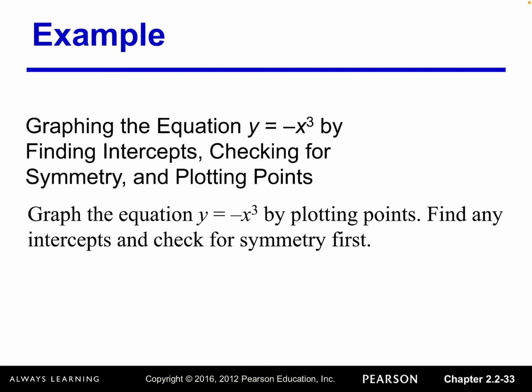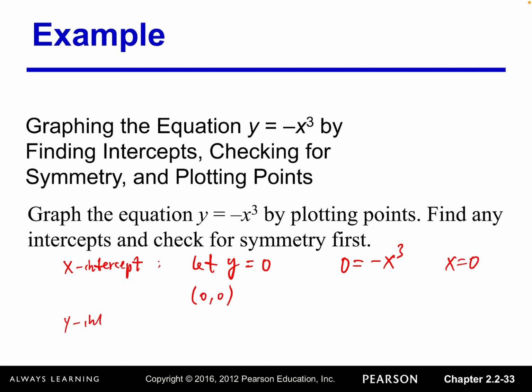All right, let's find the intercepts first. This one is easy to find, right? We find the x-intercepts. We let the y coordinate be 0. So we get 0 equals negative x to the third power. And then find the third roots, which is 0, right? Only x being 0, then x to the third power times negative 1 can possibly be 0. So the x-intercept is 0, 0.